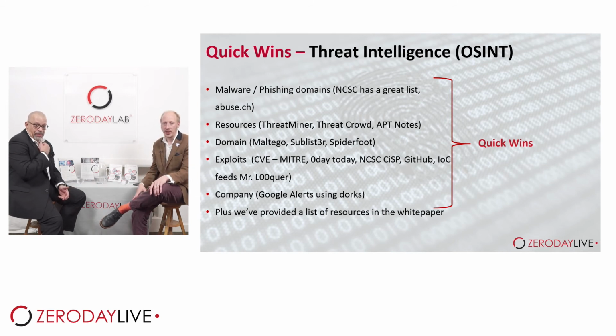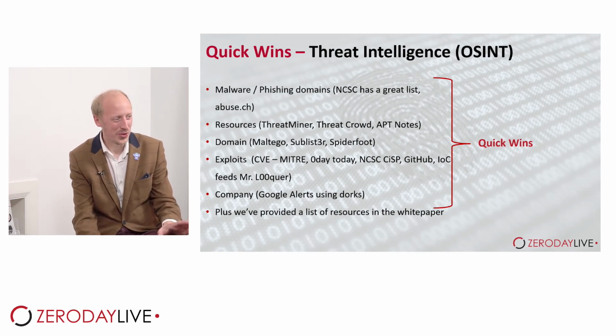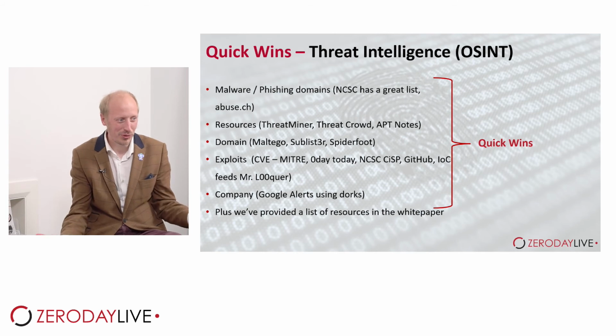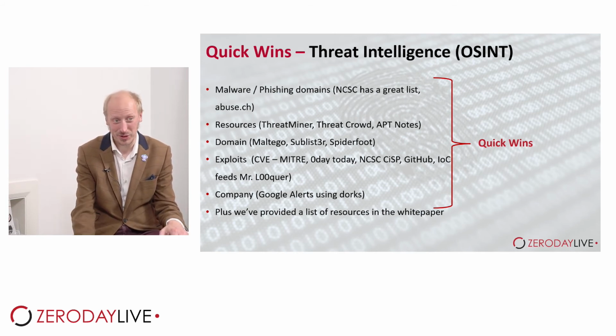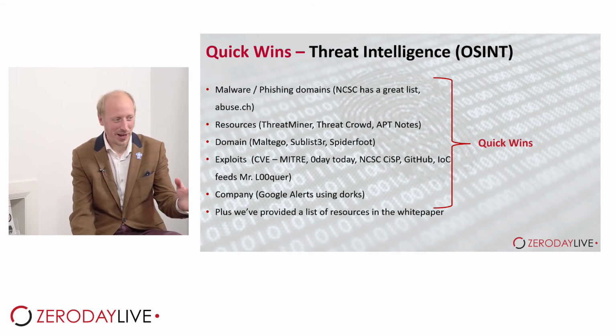So, like I said, abuse.ch: anything abuse.ch is fantastic, free, API, data. And of course, resources such as ThreatMiner are a brilliant resource for information on APT groups, tactics, techniques, procedures, any threat reports, superb. ThreatCrowd for looking into domains, and APT Notes is also a great source of information.